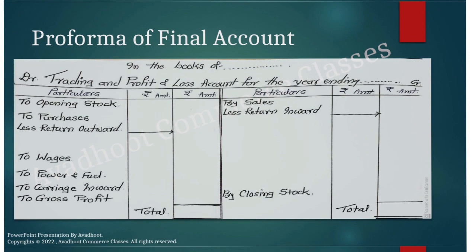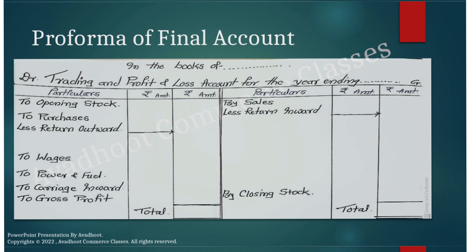Now, whenever we are going to consider final account, you'll have to keep in mind that you'll have to prepare the pro forma. For the pro forma, you'll have to take 2 pages opposite to each other, a left hand page and a right hand side page. On the left hand side page, we write the trading and profit and loss account, and on the right hand side page, the balance sheet.